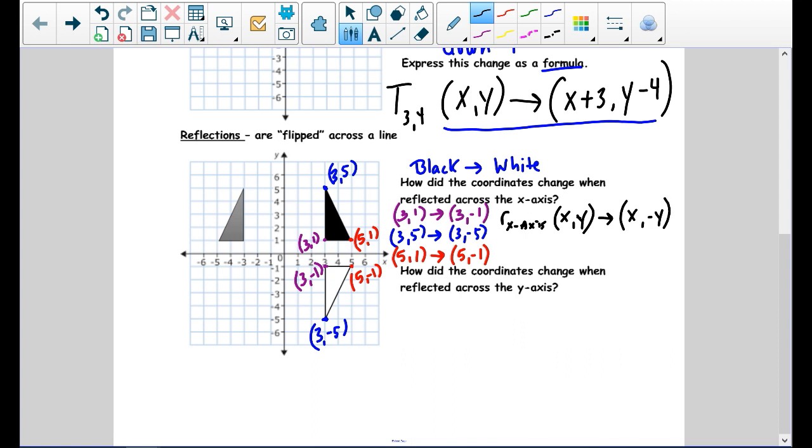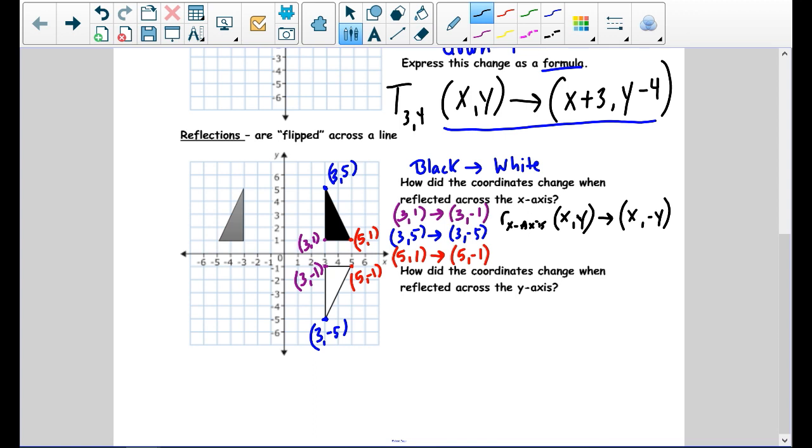So we start with x, y. When we reflect it, it's going to be x, opposite y. Okay, again, I like the opposite because if it's in the bottom and it gets reflected across the x-axis, it's going to move to the positive side. So think about that as the opposite. Okay?